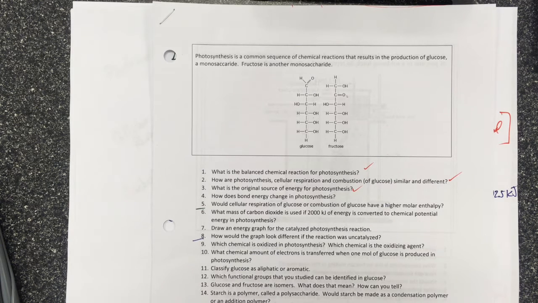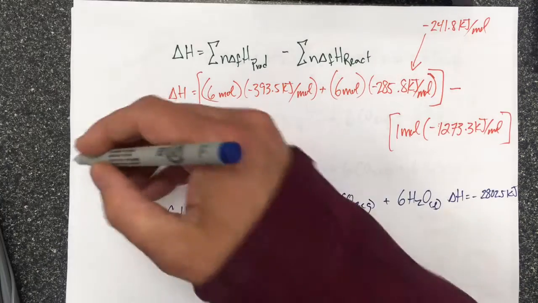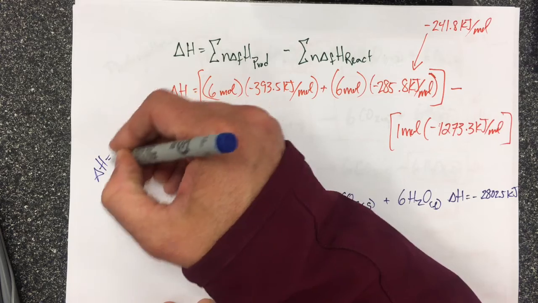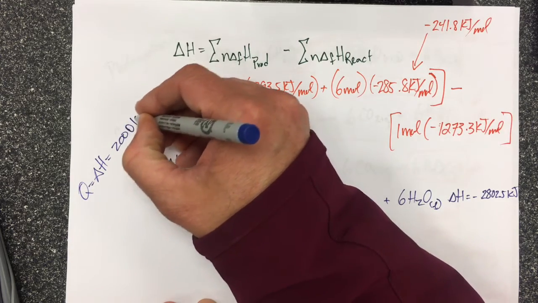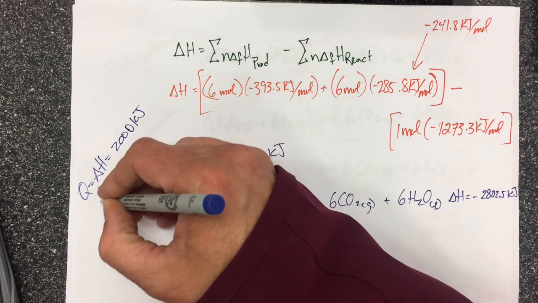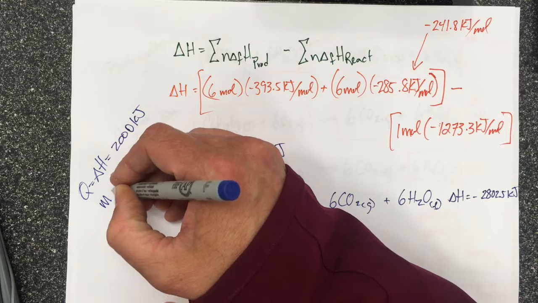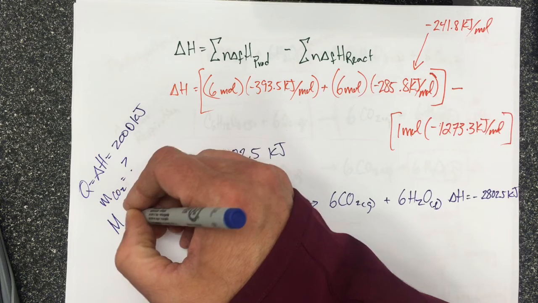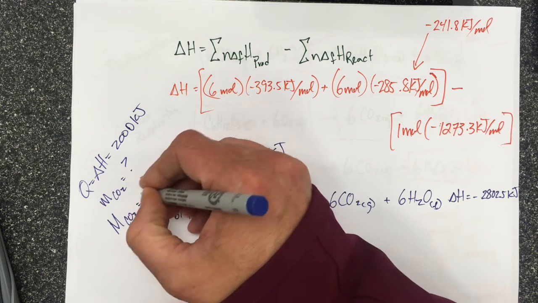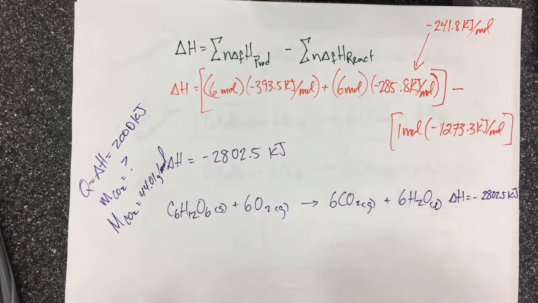Now the first question gives us an amount of energy. It's telling us that the energy that we've got in the reaction, or the Q, is 2,000 kilojoules, and it wants to know what the mass of carbon dioxide would be if that reacted. Now the molar mass of carbon dioxide is 44.01 gram per mole. And as soon as we're talking about mass, we know we're going to deal with molar mass.